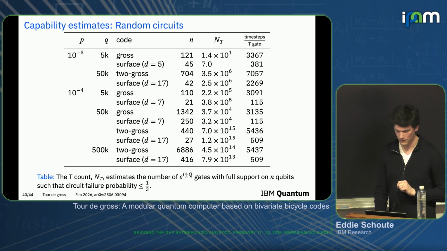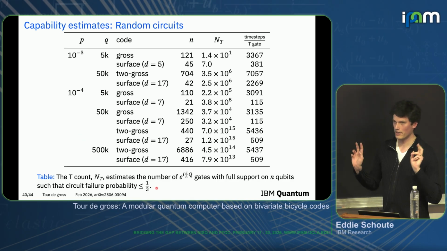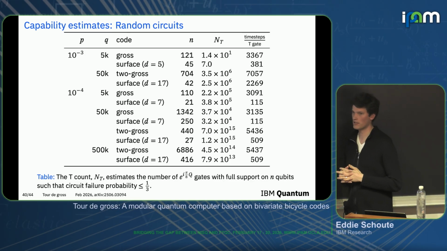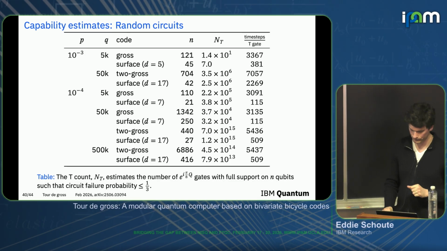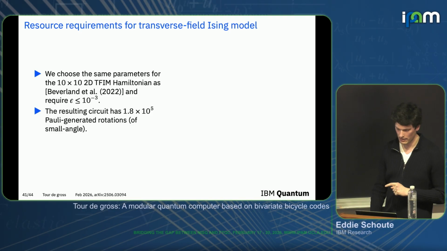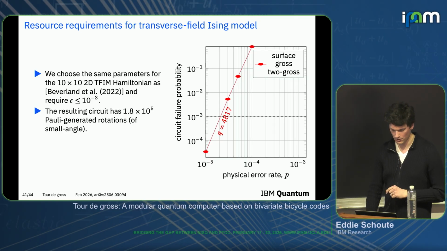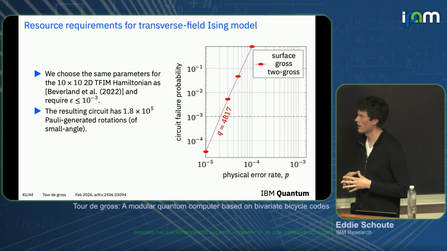I don't have a lot of time to go into this, but suffice it to say, we say that the circuit fails if our failure probability exceeds 1/3. So we can amplify the success rate by doing some kind of majority vote protocol. Another benchmark we looked at was the 10 by 10 2D transverse field Ising model. The circuit has 1.8 times 10 to the 5 Pauli rotations.